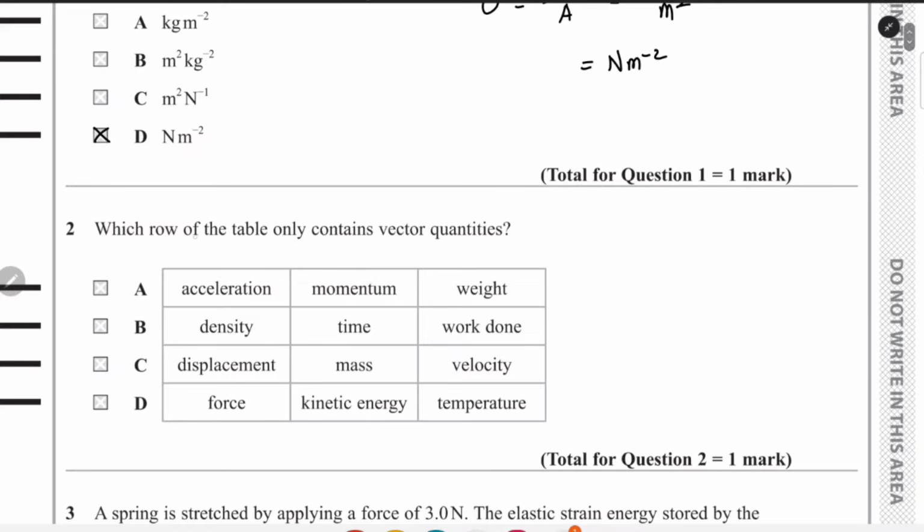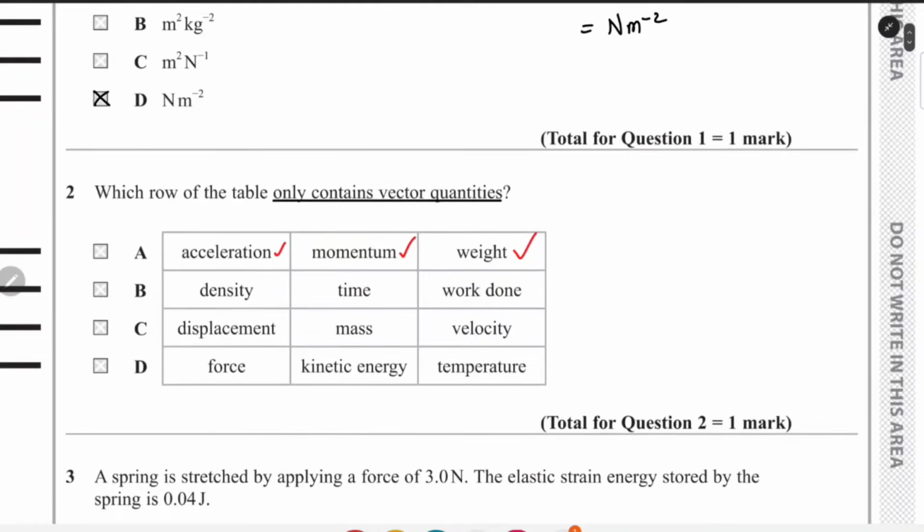In question 2, we need to select the table which only contains vector quantities. Acceleration is a vector quantity, momentum is a vector quantity, weight always has a direction. So if you have an object, its weight is always going to be downwards. So the direction matters over here. So weight is also a vector, as this is a force.